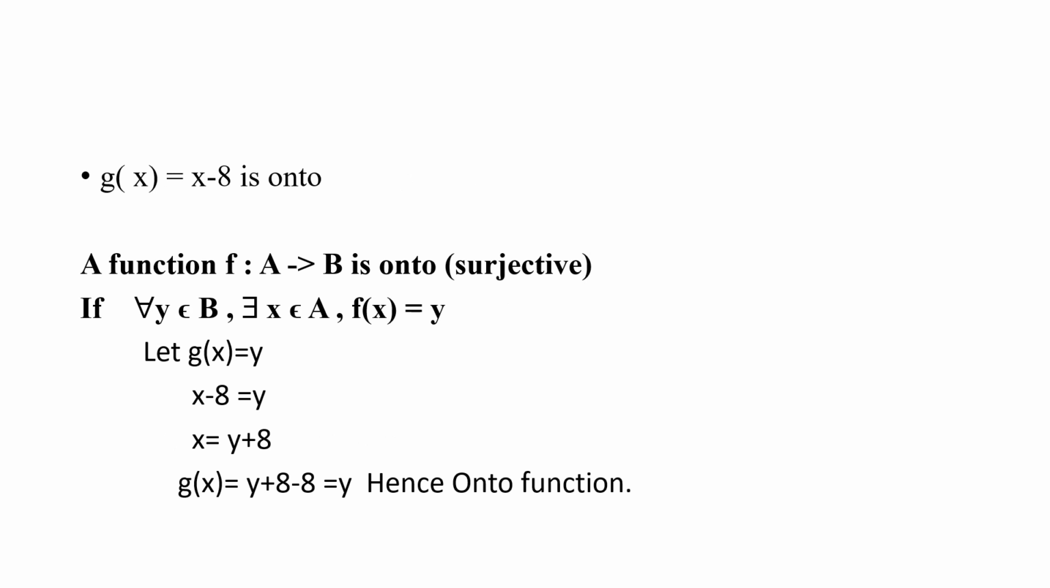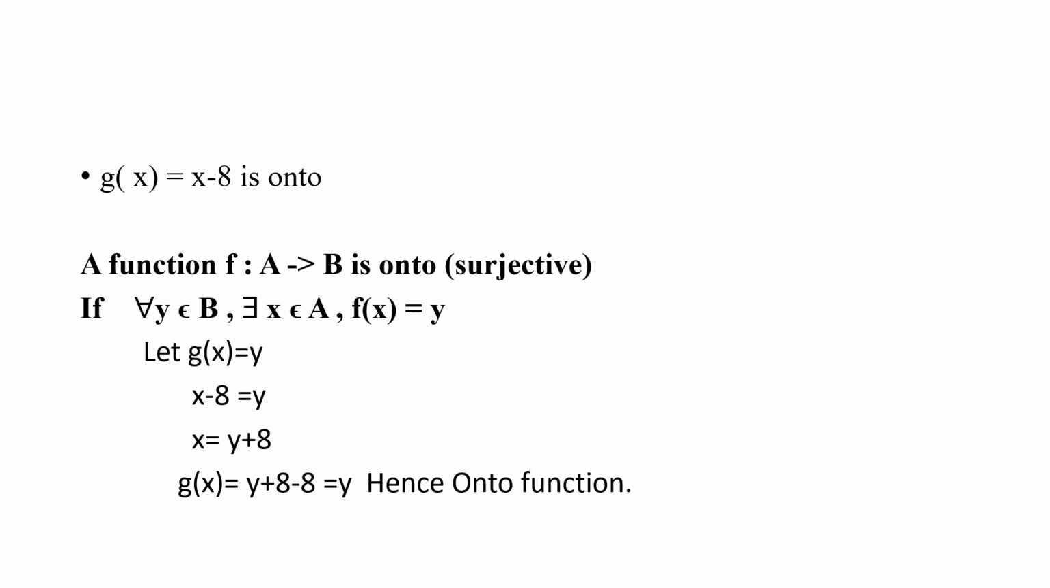Here we are given that g of x is equal to x minus 8 is an onto function. So, here what we have to prove is that g of x is equal to y. Because the condition for a function from a to b is onto if for every y in b there exists some x in a such that f of x equal to y. Onto function means range is equal to codomain.